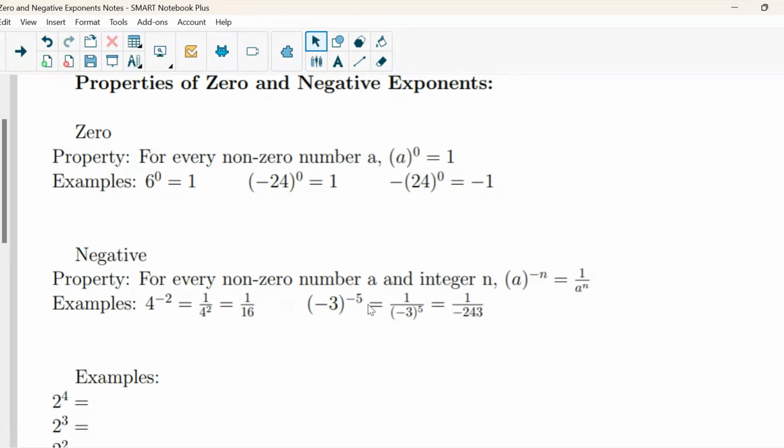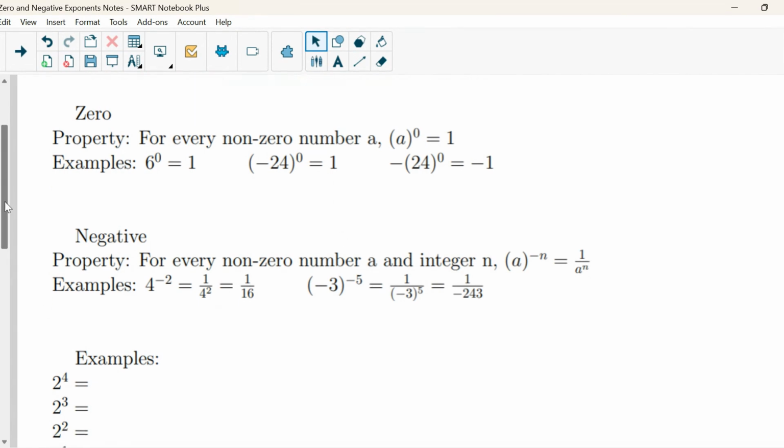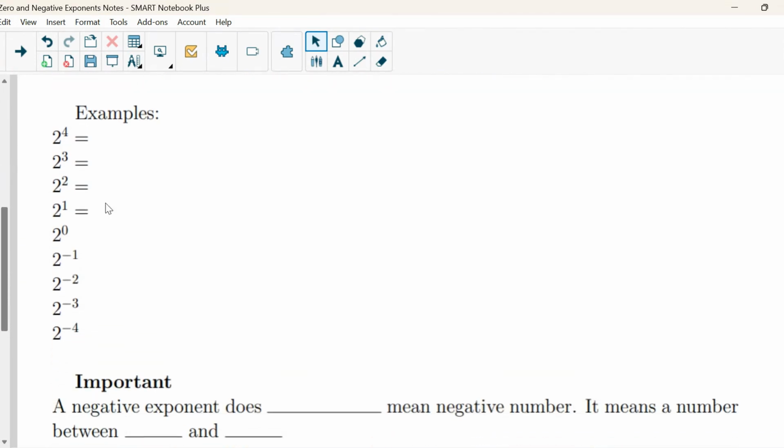Similar process goes with the next one. I have a negative 5. To make that a positive exponent, I'm going to flip that into the denominator. Negative 3 to the 5th power gives me negative 243. So that is how both zeros and negatives work. Please copy that down. So let's go through just a couple of quick examples.